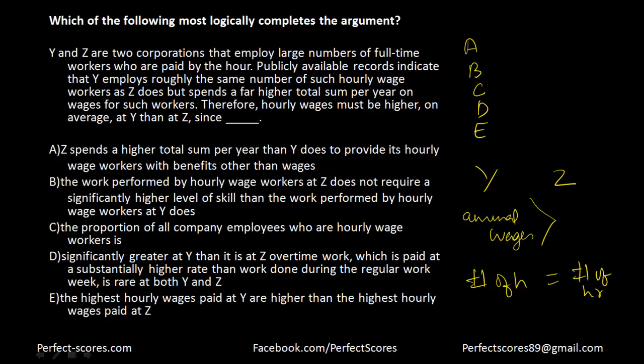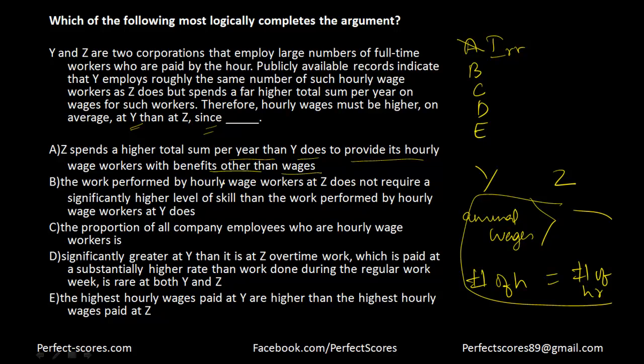It says therefore hourly wages must be higher on average at Y than at Z, since, now this we can easily figure out, if the total amount that is given in wages is more in Y as compared to Z, and if the number of workers is the same, that means Y is giving more wages per person. So option A says Z spends a higher total sum per year than Y does to provide its hourly wage workers with benefits other than wages. Now it's totally irrelevant because we are only talking about wages.